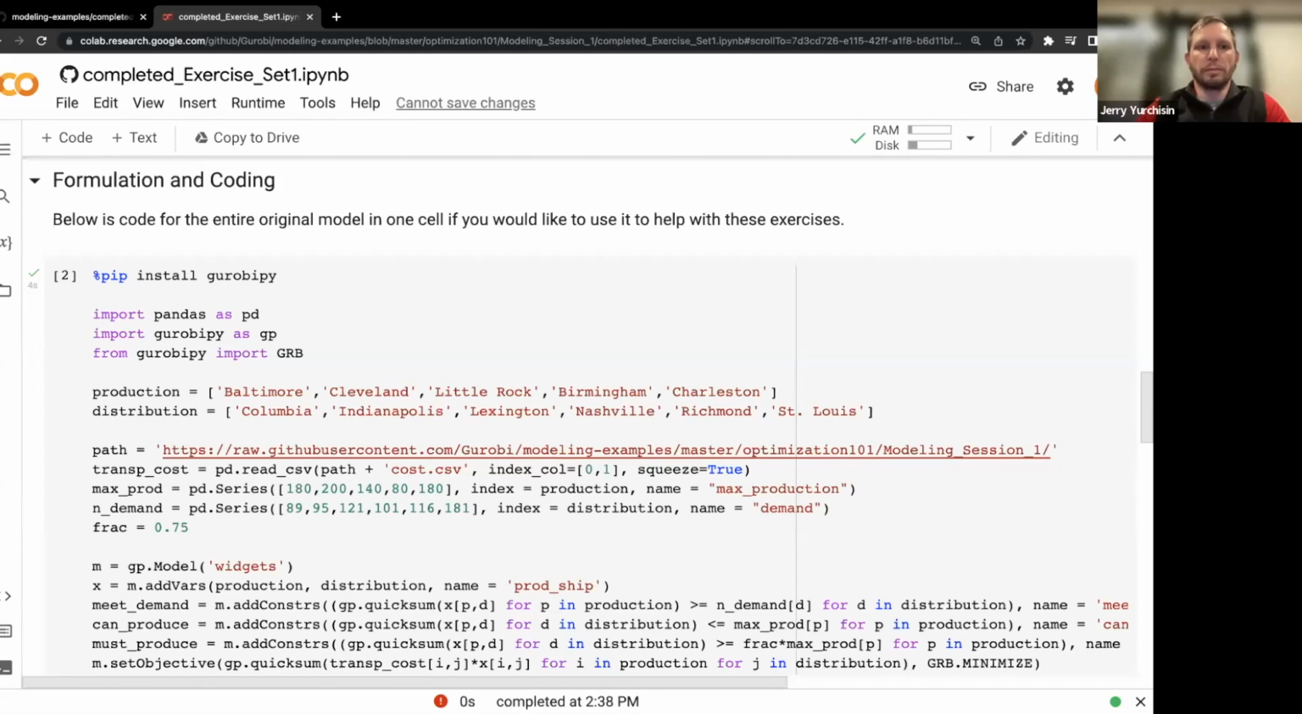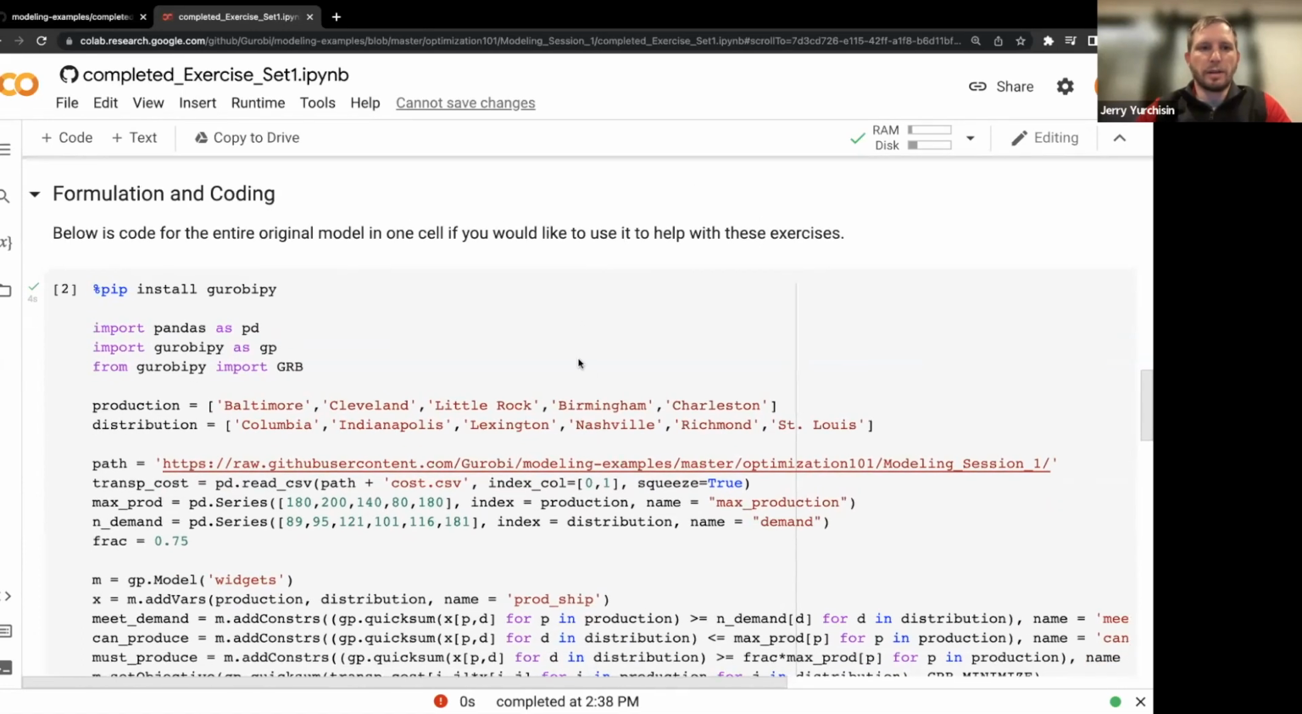Okay, so let's get back to these last couple questions, and then go from there. Let me reshare the old desktop screen. So now we should see the completed exercise set.